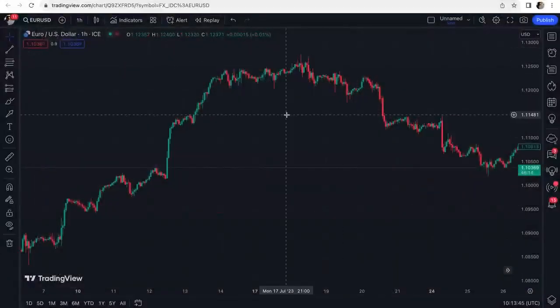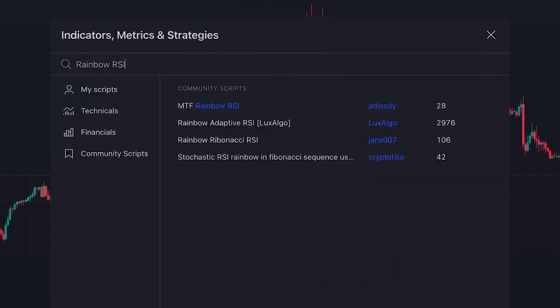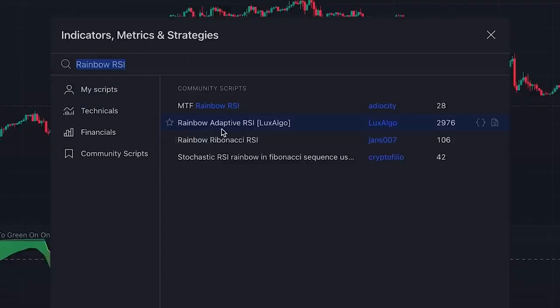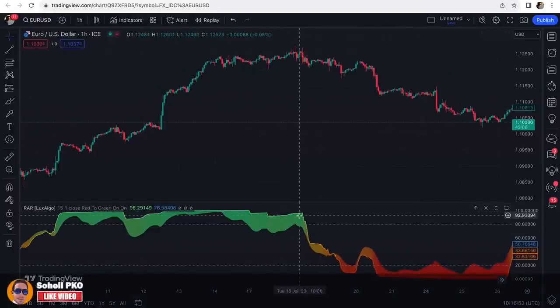Alright, to add this amazing indicator to our chart, here we click on indicators and we search Rainbow RSI. This one, Rainbow Adaptive RSI, which is a free indicator from LuxAlgo. Alright, this is the indicator and it's an improved version of RSI where it uses an adaptive moving average as an input for RSI, and by doing so it minimizes the impact of retracements.